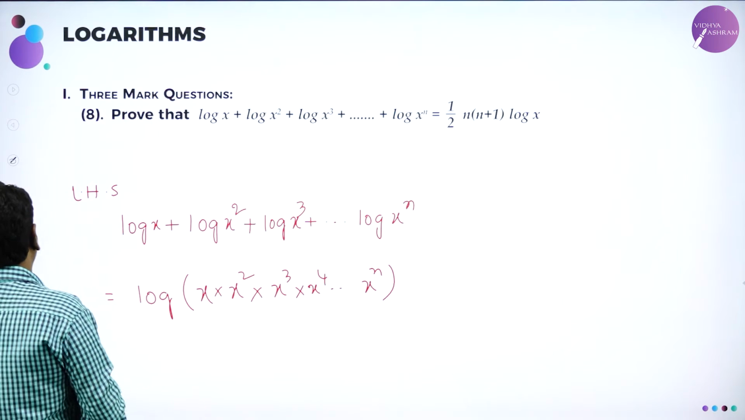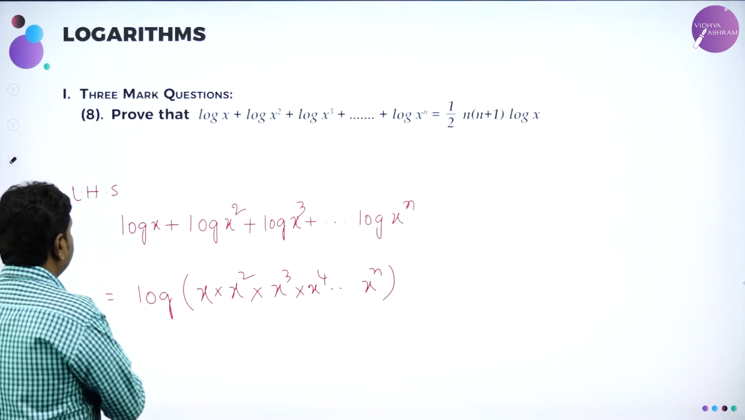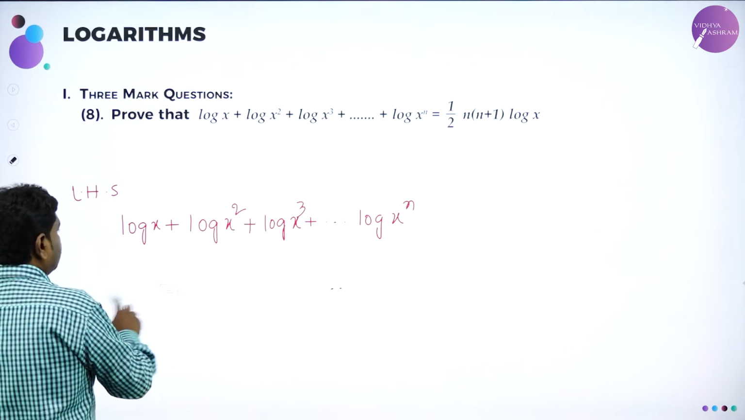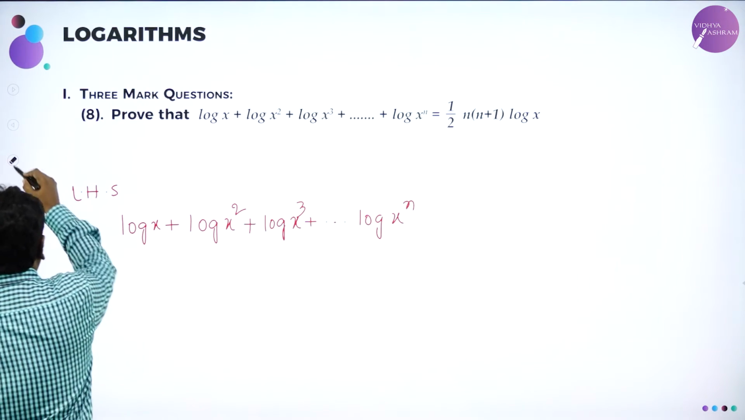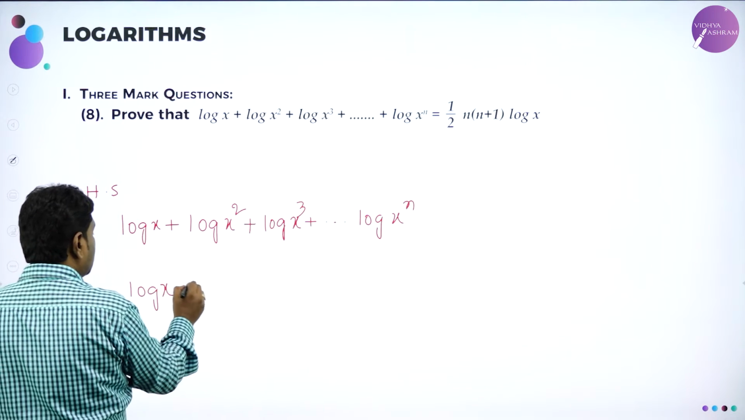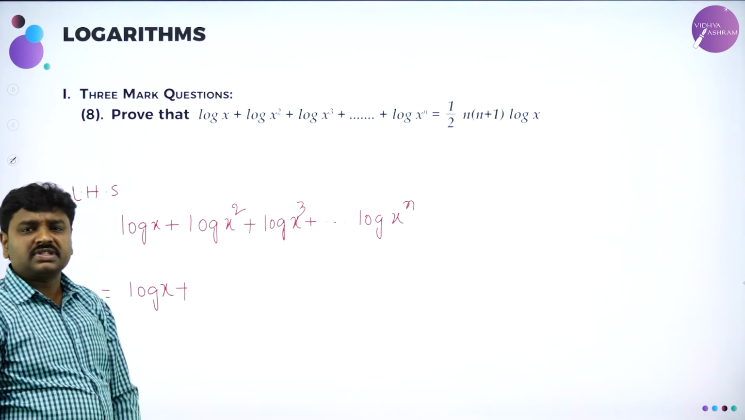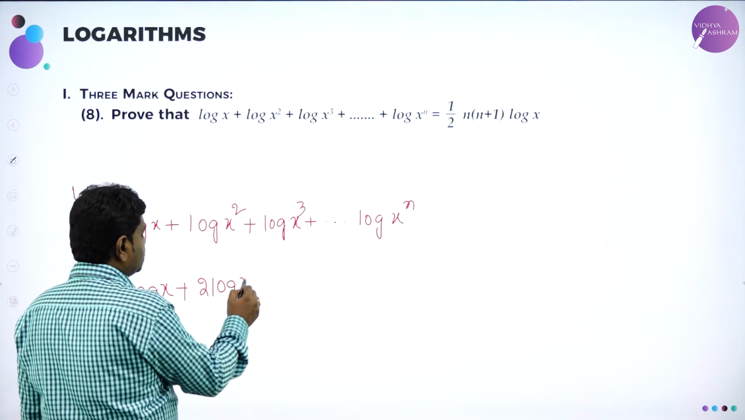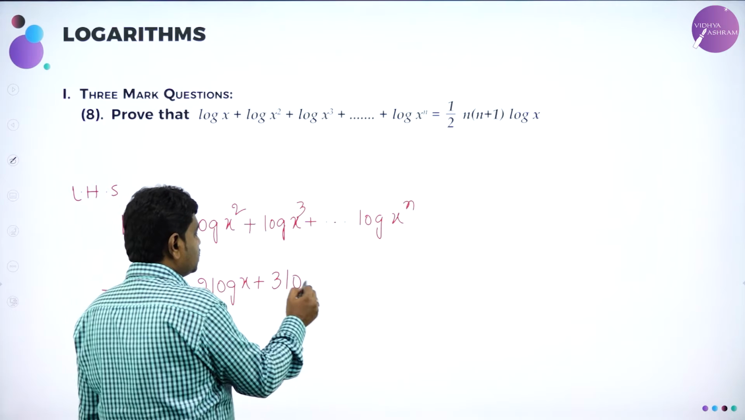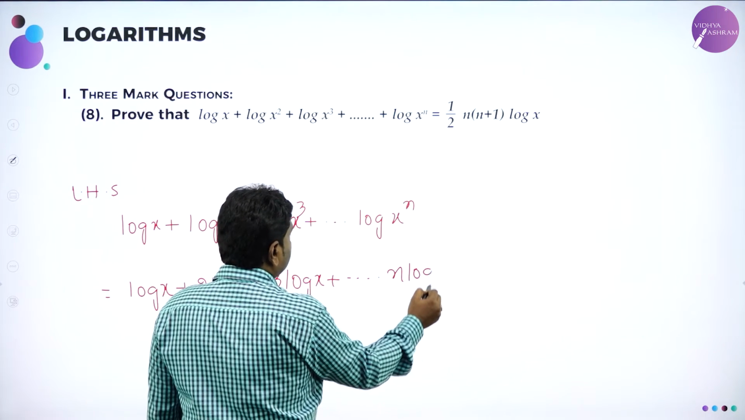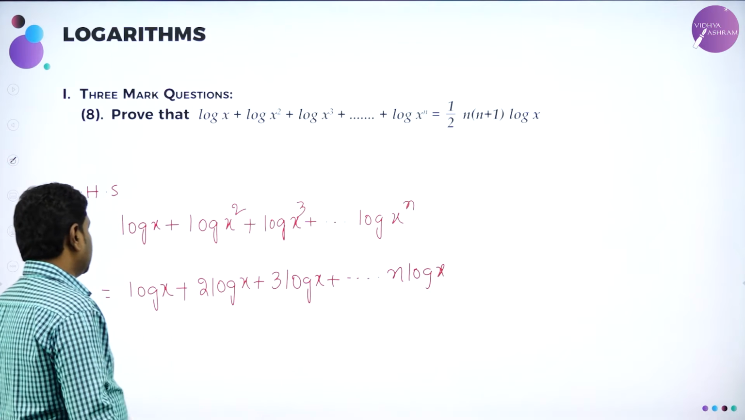Before we go to this, we can also use some more technique. Everywhere we can simplify and take log x. So the simple technique is, what is log a power m? Log a power m is m log a. What is log x square? 2 log x. What is log x cube? 3 log x. So on, n log x. In every term we have log x common, take it out.